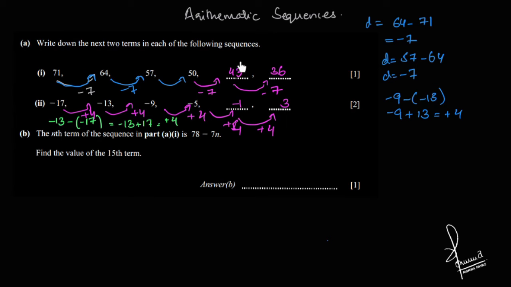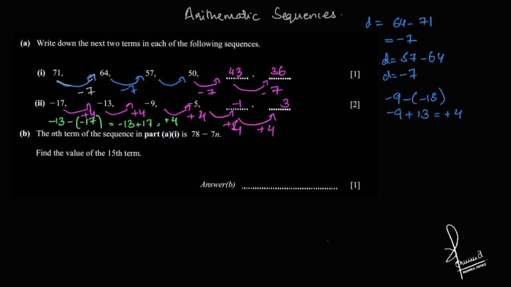So the next two terms for this are 43 and 36, and the next two terms for this are -1 and 3. In the next part, they've given you the nth term of the sequence, which is 78 minus 7n. अब मुझे कैसे पता है part A1? एक तो I can see A1 and know that it is an arithmetic sequence. Let's say they hadn't given me A1 and they just give me this sequence. They just give me this टर्म नंबर और द nth टर्म ऑफ सीक्वेंस का मुझे फॉर्मूला दे देते हैं.